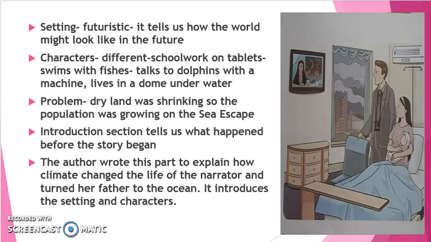We find that she swims with the fishes. Again, this is something quite different. You would not see you and I swimming with the fishes, right? We don't live under the sea, so we cannot swim with fishes. She talks to dolphins with a machine. Now this is not at all possible. We have not yet invented any machine that can talk to animals. And she lives in a dome which is under the water, at the bottom of the ocean.